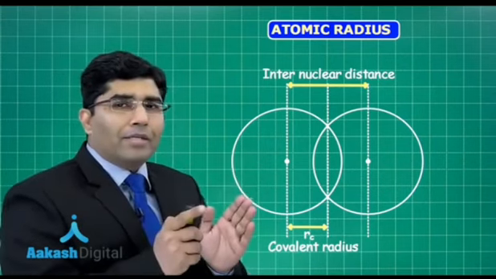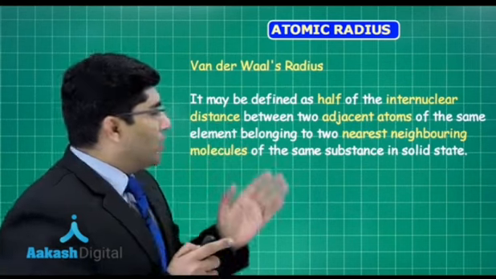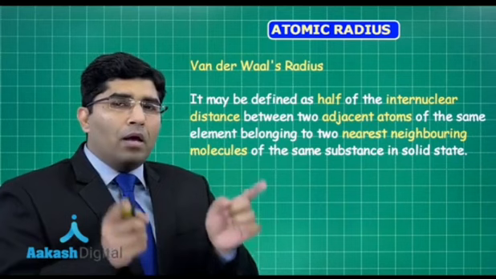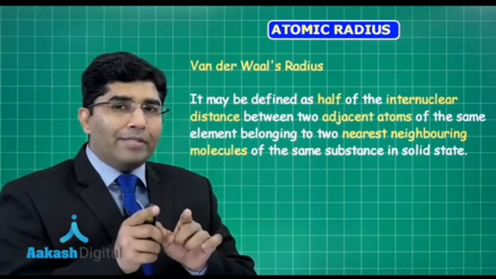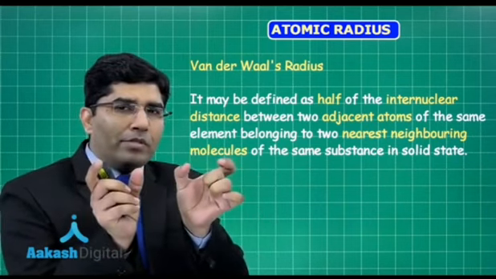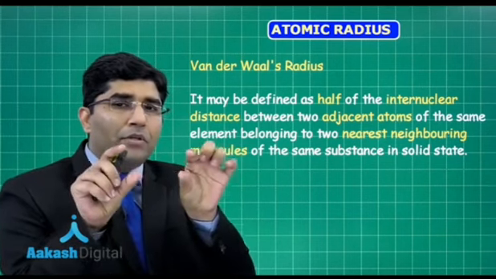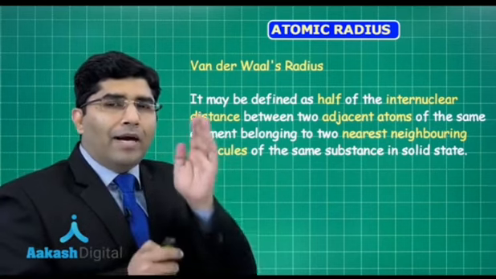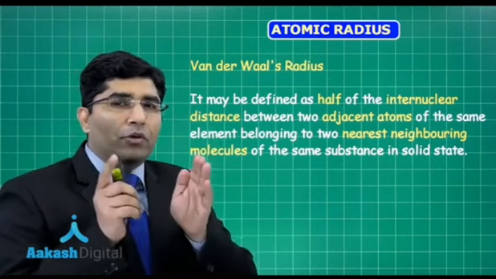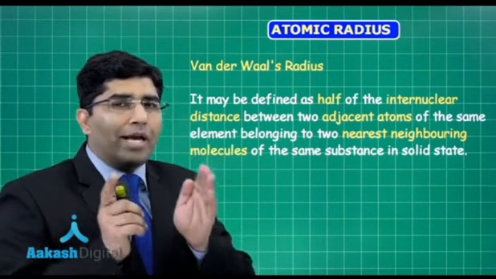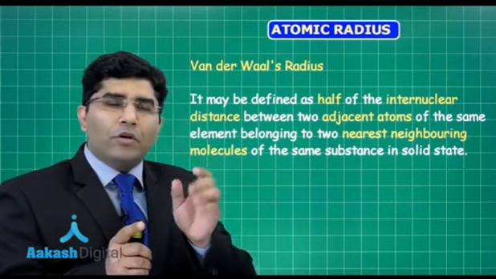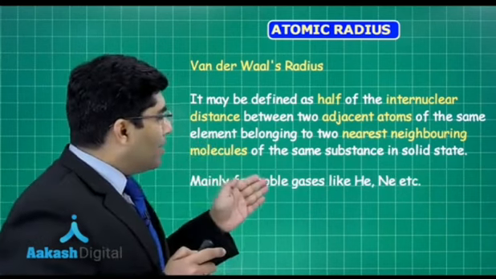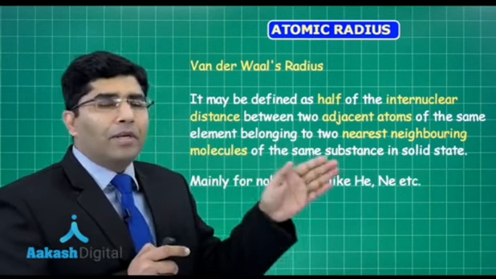Now let's discuss the van der Waals radius. According to the definition, the van der Waals radius is half of the internuclear distance of two neighboring molecules, and the atoms should be the closest ones, right? And this van der Waals radius we use to find out the size of those elements which do not form any bond. For example, the noble gases helium, neon, argon, krypton, etc.